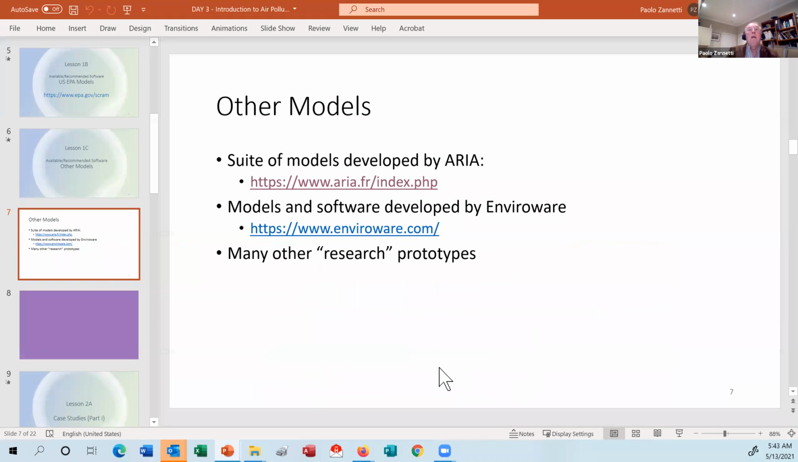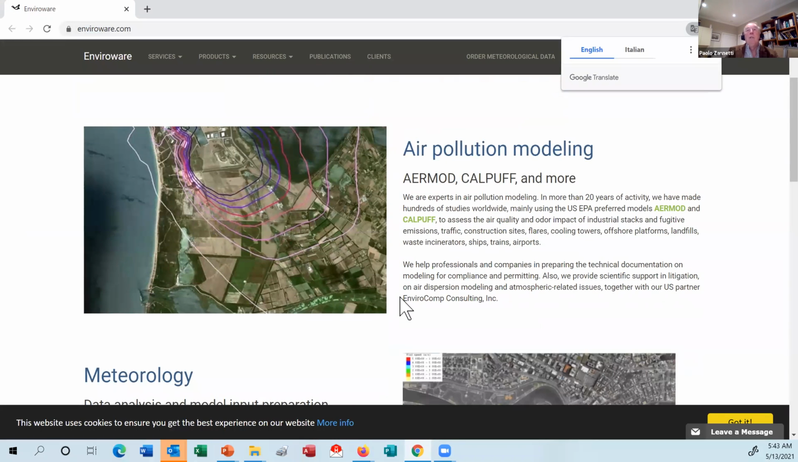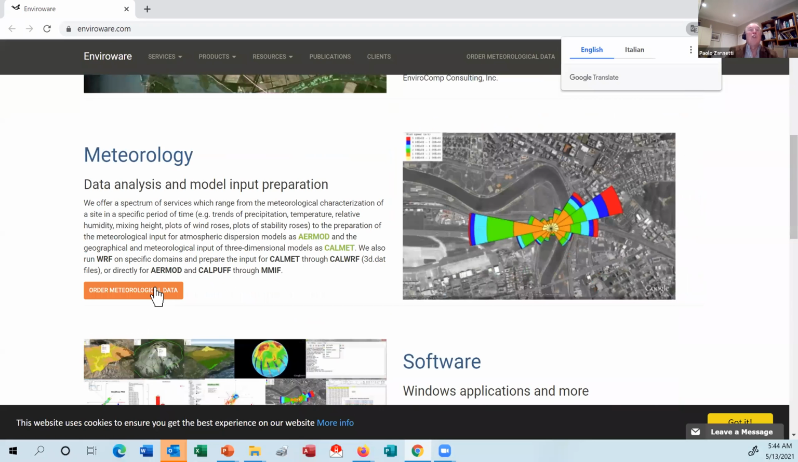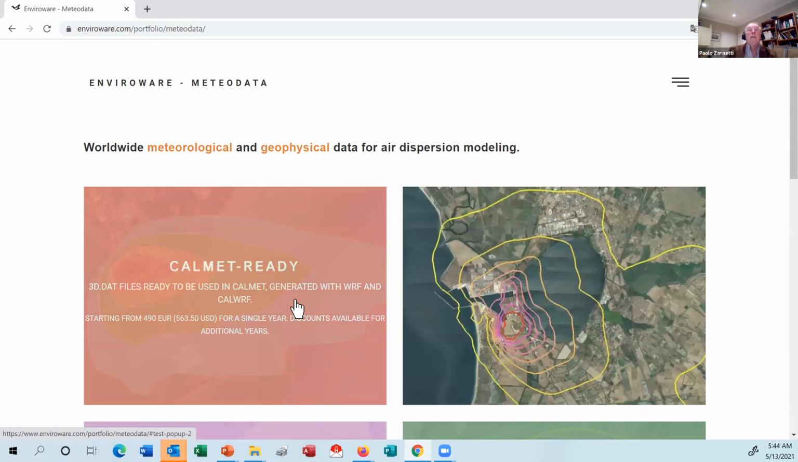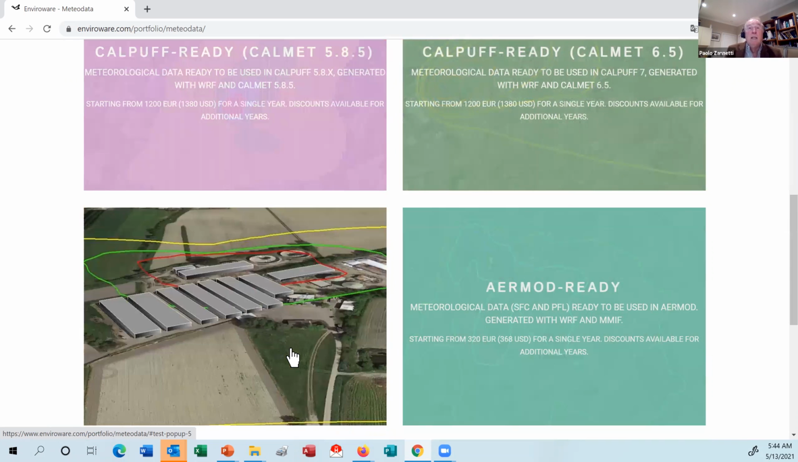Another company which I recommend, I work with them almost every day. I work with them for consulting. So they help me. They are subcontractor. It is EnviroWare. This is the company that developed LabMod. They are very good in running AirMod, CalPAF, and other models. They have very nice software for data analysis, meteorology, and preparing the inputs, like lakes. They can prepare meteorological data for you. They can prepare CalMet-ready or CalPAF-ready or AirMod-ready files, saving you a lot of time.